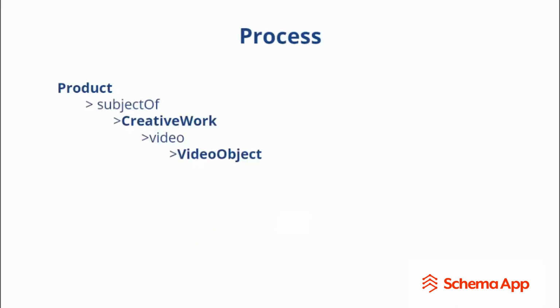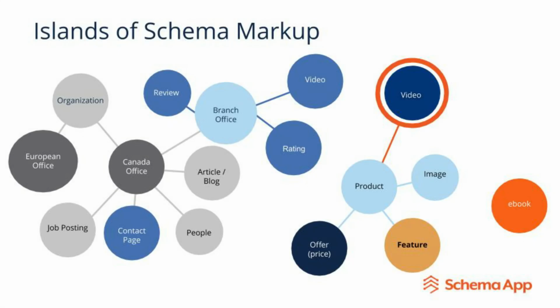Now we know we can link our video to our product by marking up the subject of property under product, selecting Creative Work, and scrolling down to find the property titled Video, and then choosing Video Object and mapping the properties for Video Object to our content. And after we've done that, we've connected our video to our product. And when we've connected our video to our product and our product to our organization, we've made it easier for the search engines to crawl our content in response to a search request.